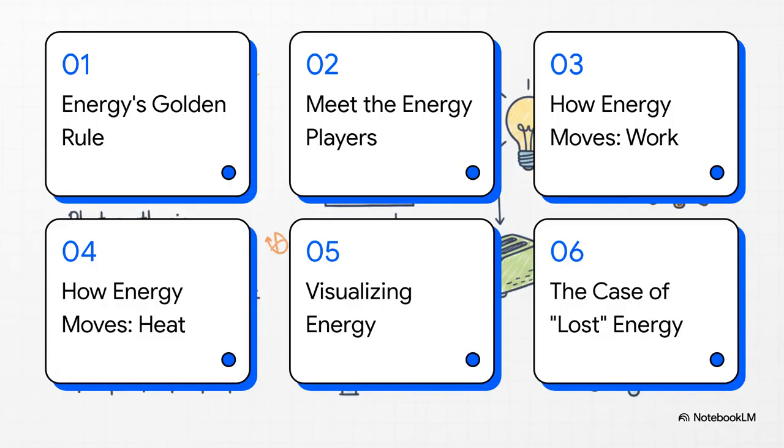So here's our game plan. To get to the bottom of this, we're going to start with energy's one unbreakable rule. Then we'll meet the main forms of energy you see in motion. We'll look at the two big ways it gets around, through work and through heat. We'll even learn how to actually see its journey before we finally crack the case of that bouncing ball.